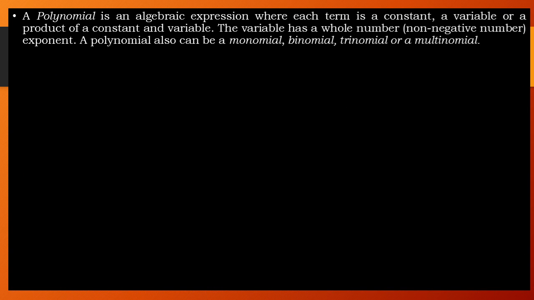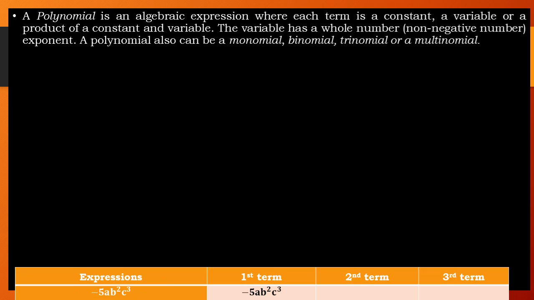A polynomial is an algebraic expression where each term is a constant, a variable, or a product of a constant and variable. The variable has a whole number, non-negative exponent. A polynomial also can be a monomial, binomial, trinomial, or multinomial.